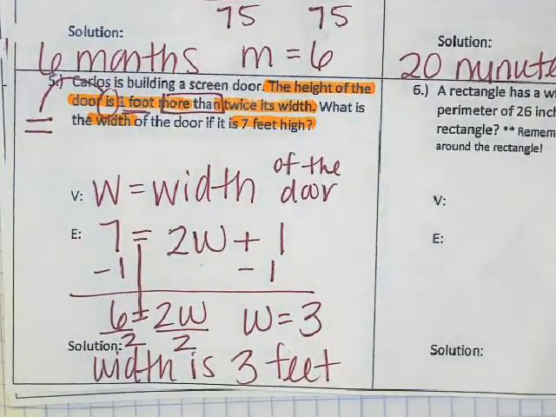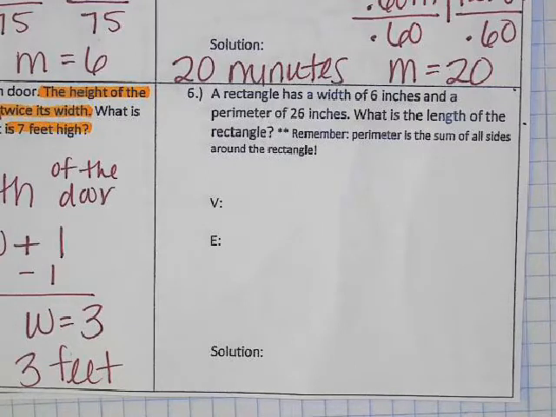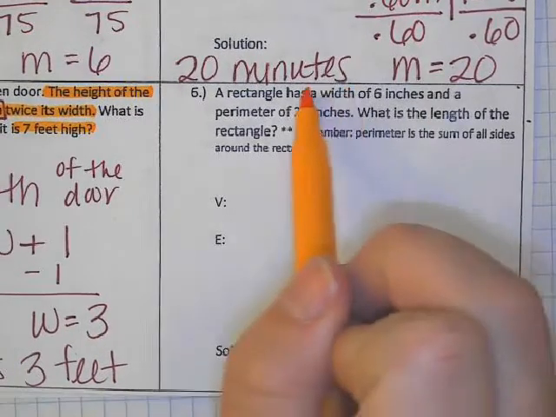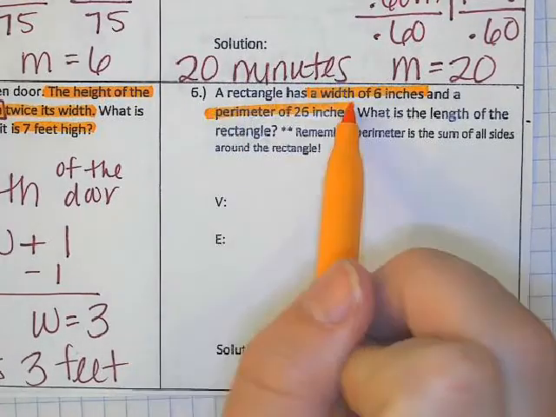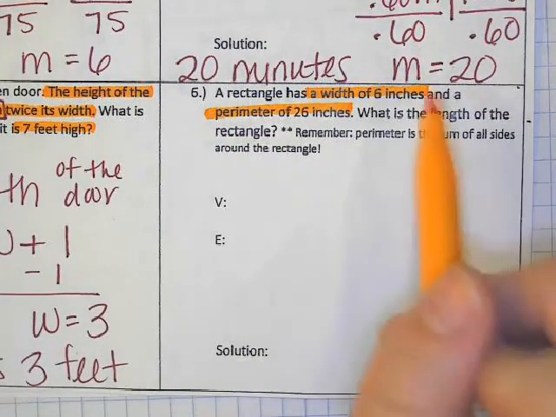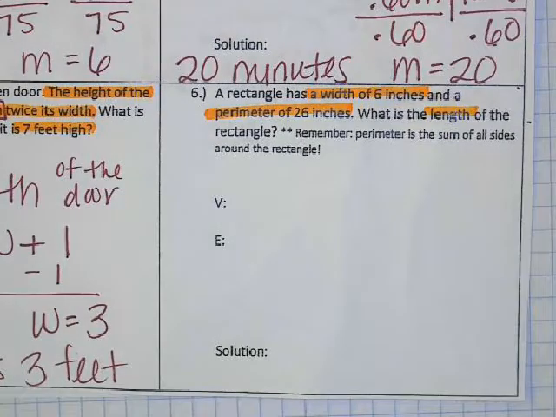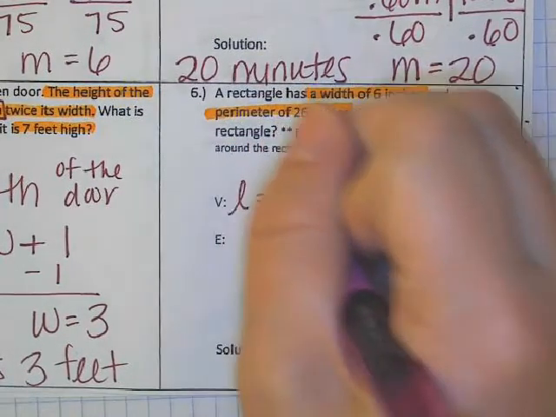Awesome. On to the last one. Number 6, a rectangle has a width of 6 inches and a perimeter of 26 inches. What is the length of the rectangle? Be sure to read the clue here. Remember, perimeter is the sum of all the sides around the rectangle. Sum tells me I have to add. Looking at the information that we know, the width is 6 inches, perimeter is 26 inches. What I don't know is the length. I'm going to use a cursive L to equal length.